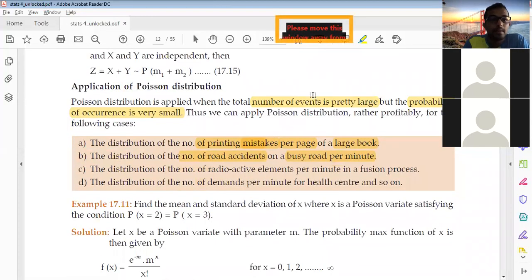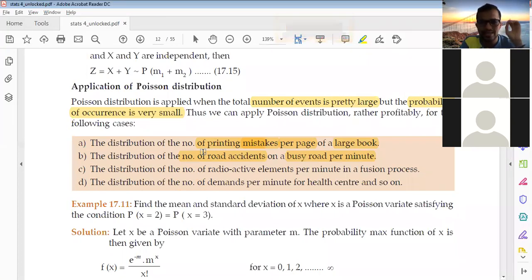Then we said the Poisson distribution happens when the total number of events is pretty large. When there is too much data, we can use Poisson. That's why I told you it is better than binomial. And the probability of occurrence is very small. We usually call it a failure distribution. I told you why failure.